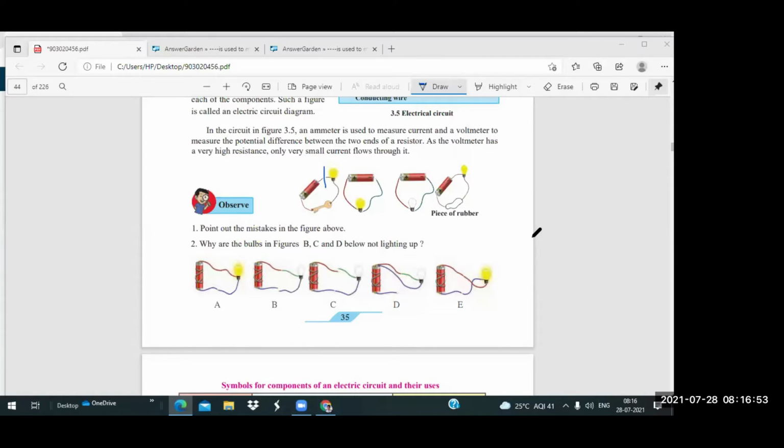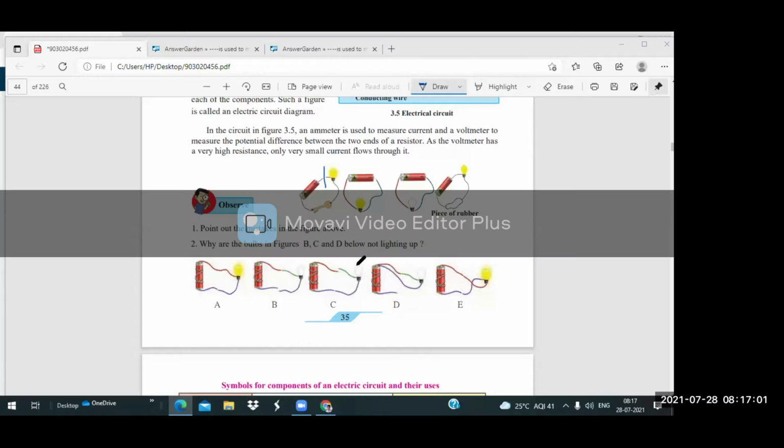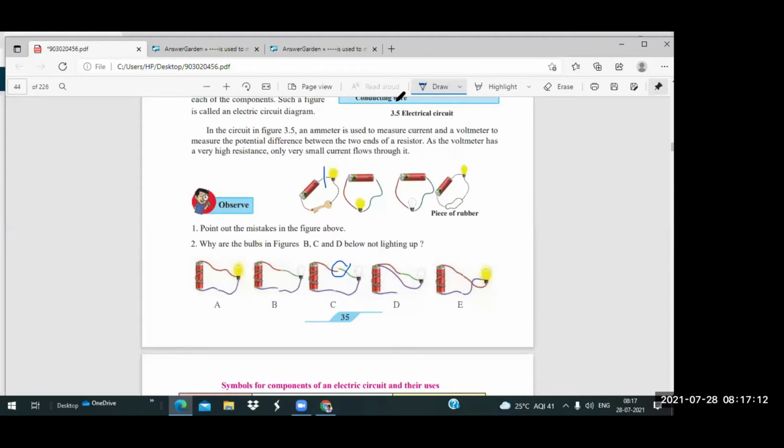Sanskriti Jadhav, Shreya Wagode, can you tell? Yes, sir. In the third figure, the first wire, the red and green, they are both not properly connected, so the bulb is not lightened. Very nice. Ishita Vadane, what is in the fourth figure, D figure?